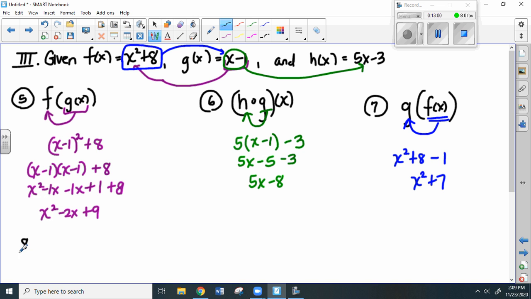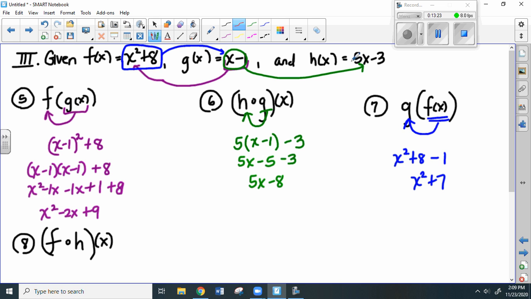Let me write a couple more down. Lost track of what I was doing. Here we go. All right, how about F composed with H of X? Okay, F composed with H.